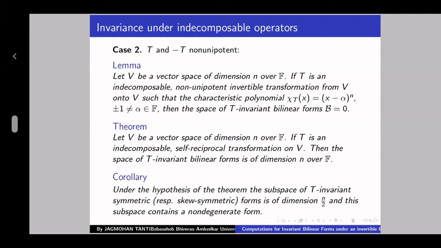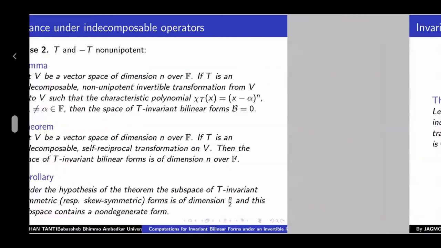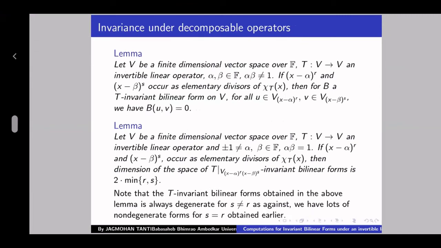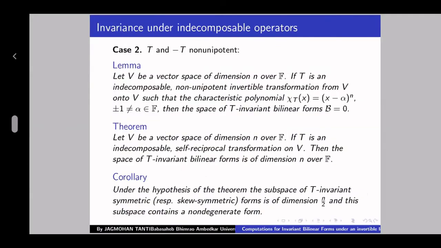So here we could see a particular pattern of the invariant bilinear forms in terms of matrices. And with respect to that, we are able to talk about whether it is non-degenerate or degenerate.